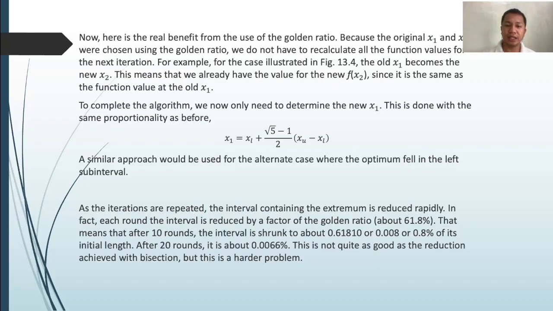That means that after 10 rounds, the interval is shrunk to about 0.618 to the power of 10, or 0.008, or 0.8% of its initial length. After 20 rounds, it is reduced to 0.0066%. This is not quite as good as the reduction achieved with bisection, but this is a harder problem.